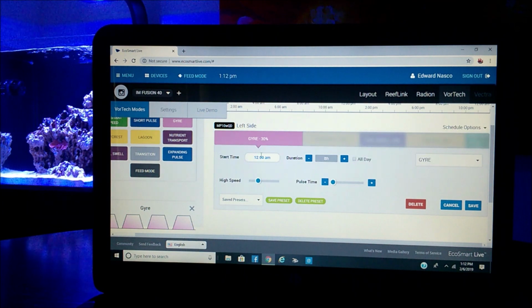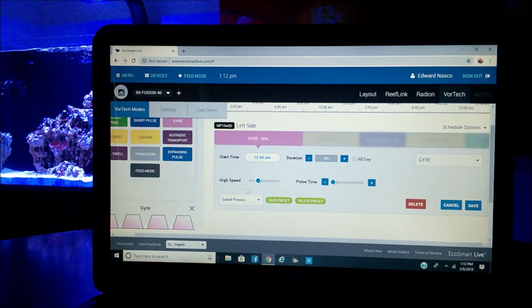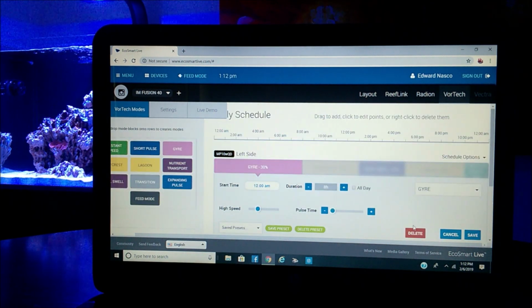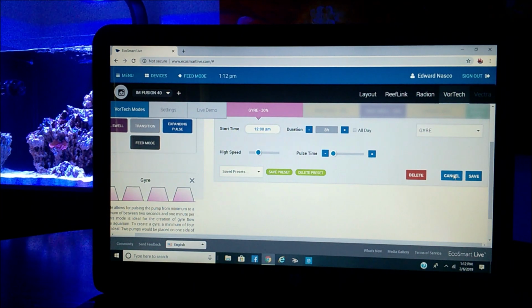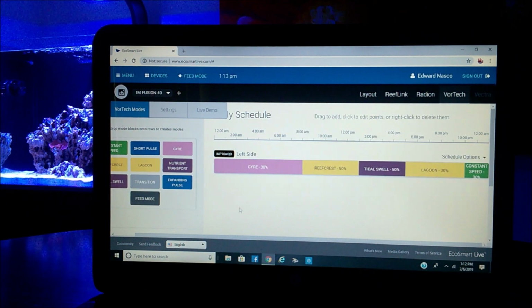And then, of course, the time intervals that I have here, how they all start at 12 a.m. to 12 p.m., and then how I have it set at different pulse times. You can add it to whatever amount of time you want. And let's go back to cancel. Okay. So this is what I actually did on the Vortex. And as you go down the road, then the next one came, as you see, Reef Crest, and on and on and on.